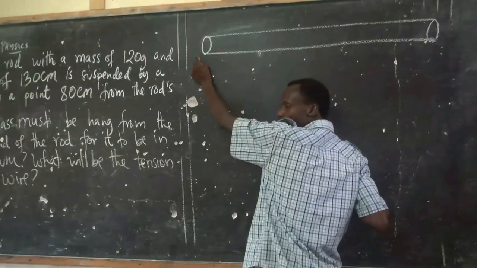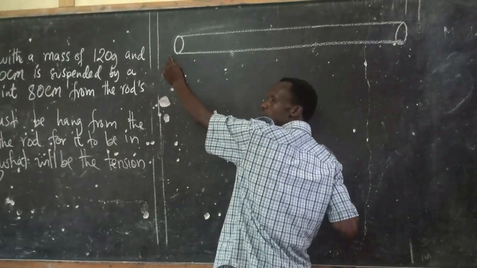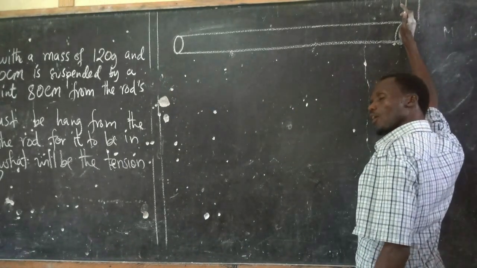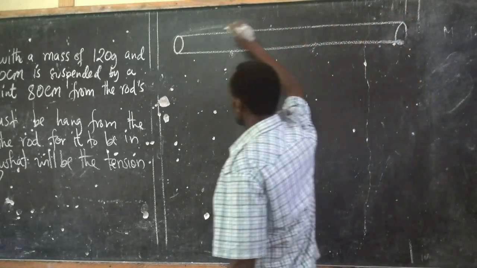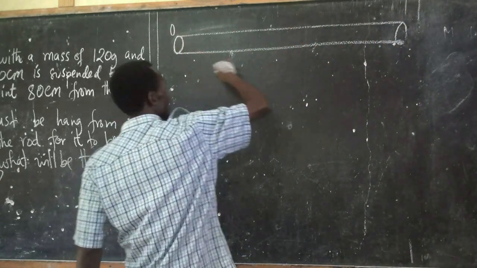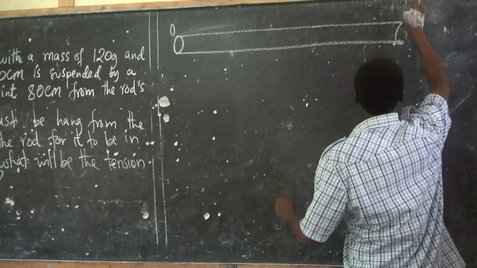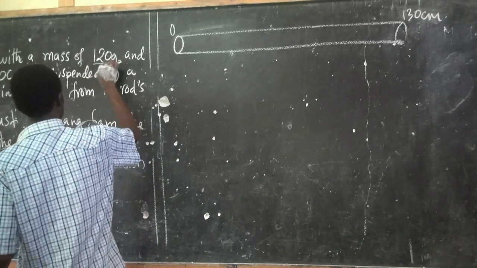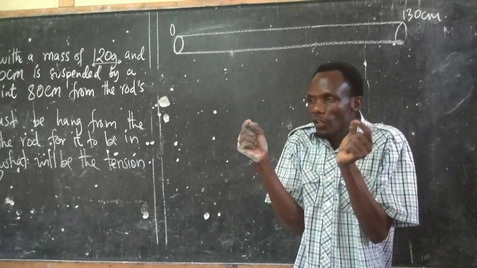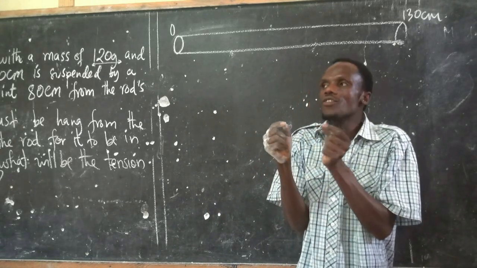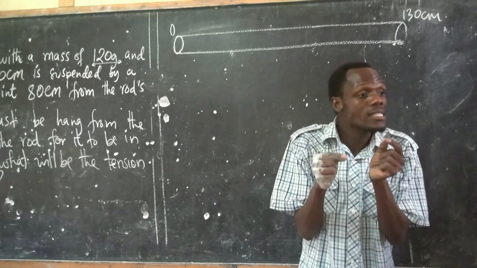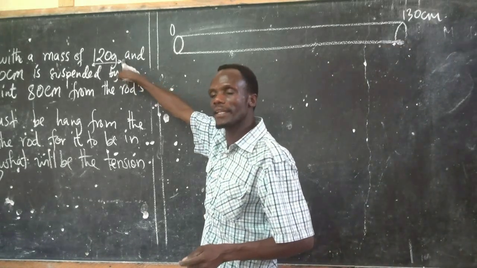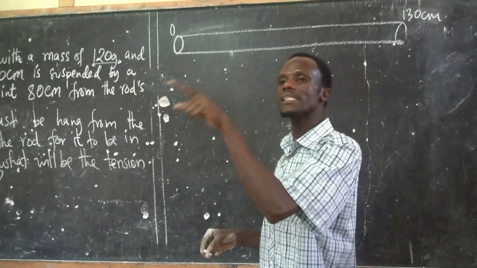Now this is the left side of the rod, and this is the right side of the rod. From here, this is 0, up to here the length is 130 centimeter. But its mass is 120 gram. The mass of the uniform rod is concentrated at its center. When you look at here, the mass of 120 gram is hung at its center.